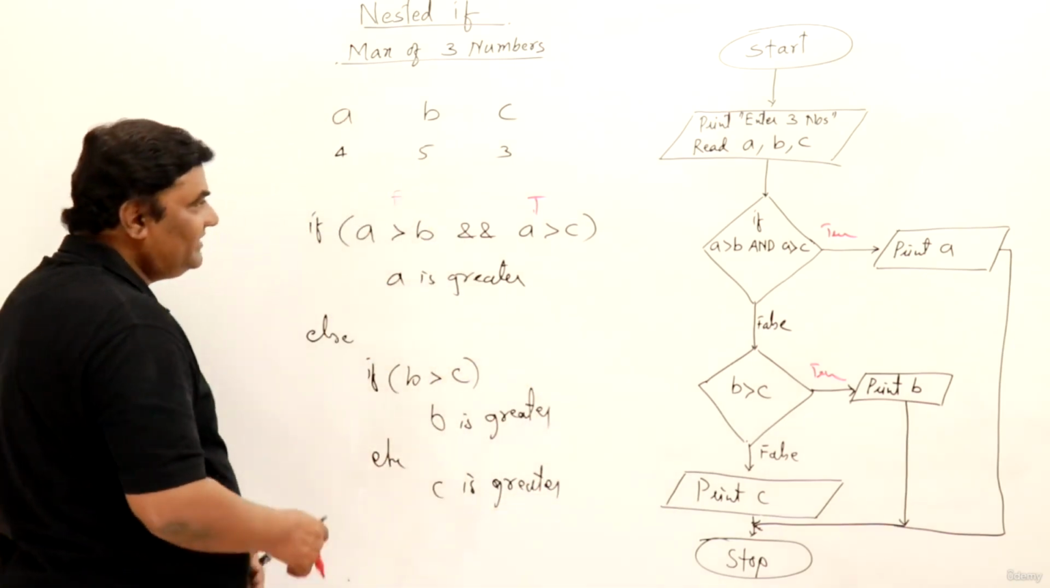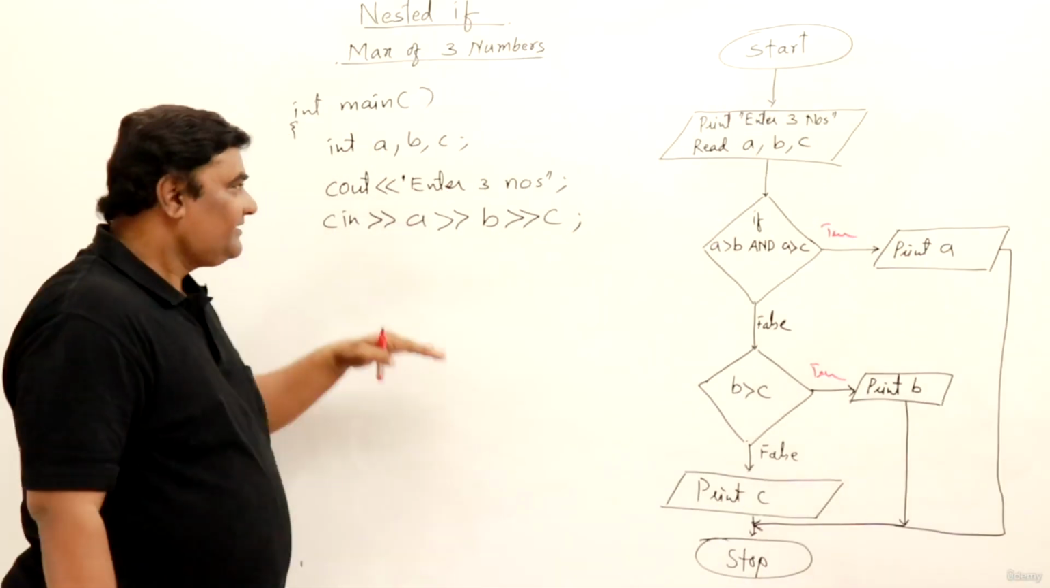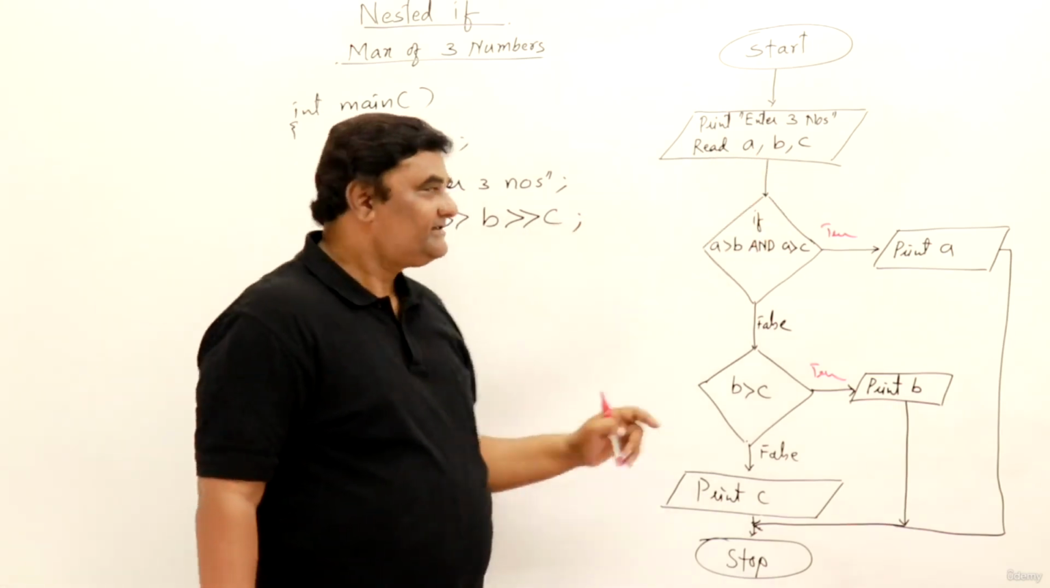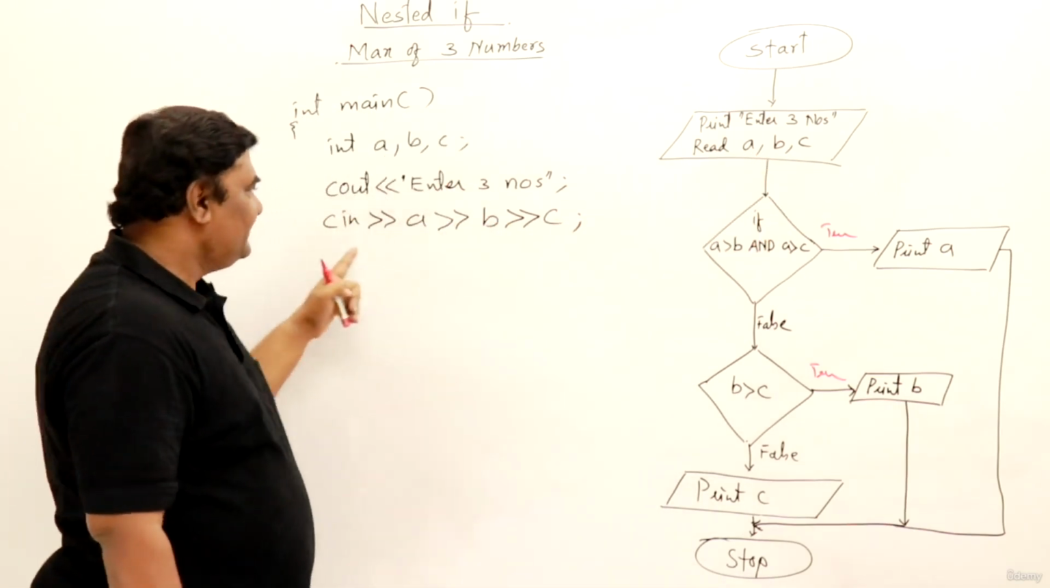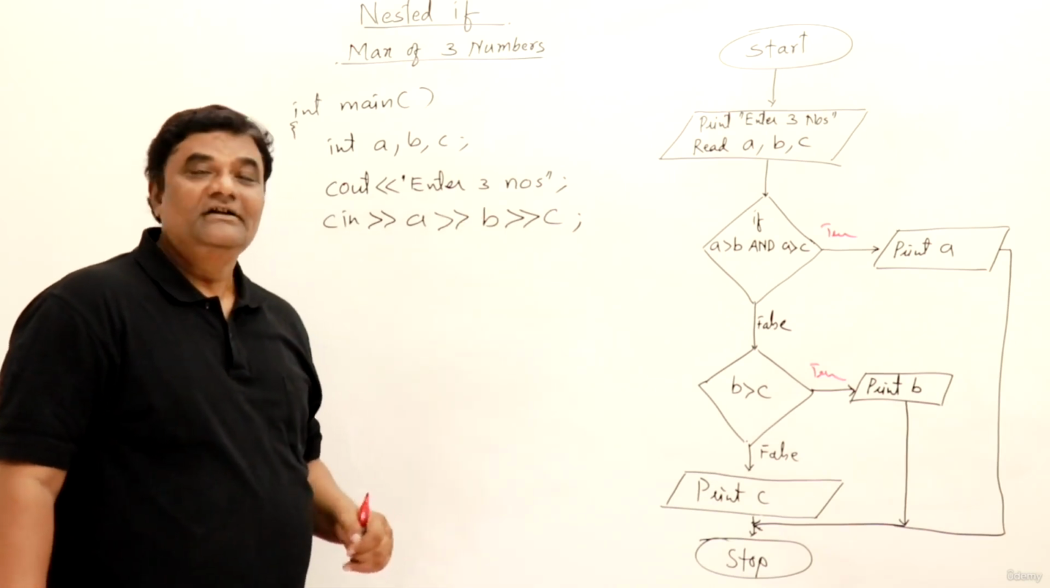So I will write a program here. So here is a program. I have a main function already written partially. I have three variables because we need three variables. Then enter three numbers, then cin A, B, C. We are reading three values, right?